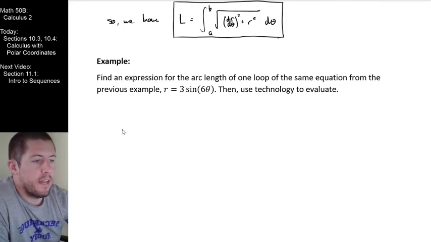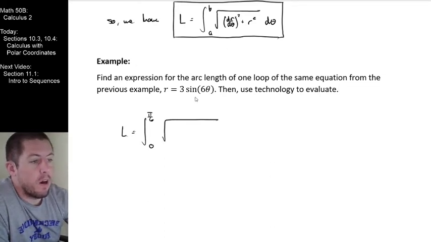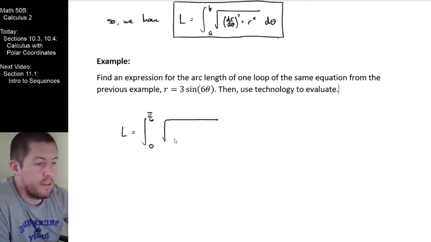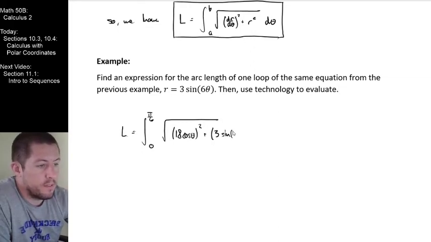So we should be finding that L is going to be equal to the... remember, we're looking at one loop, same as the previous thing right here, so we're still doing 0 to pi sixths. The square root of, now, the derivative of r with respect to theta should be the derivative of the outside function, sine goes to cosine. The derivative of the inside function pops out a factor of 6. So this is going to be 18 cosine theta squared. That's my dr d theta squared. Plus, I just want r squared, 3 sine of 6 theta.